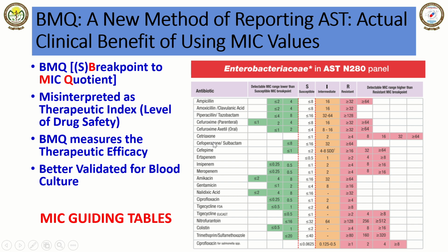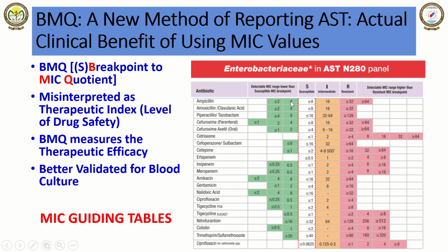And we found that ampicillin in Salmonella typhi has better breakpoint to MIC quotients as compared to ceftriaxone. So we had the value of ceftriaxone MIC as 1 over here. You see the susceptible breakpoint is also 1. So 1 by 1 is again 1. So the BMQ for ceftriaxone for Salmonella typhi was only 1.